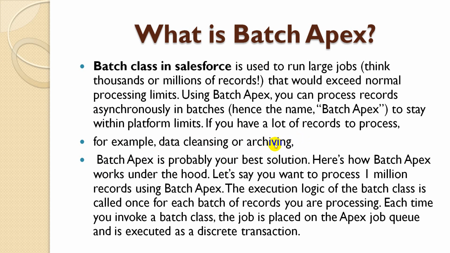without having problems with limits. Batch Apex is probably your best solution. Here is how batch Apex works under the hood. Let's say you want to process 1 million records using batch Apex. The execution logic of a batch Apex class is called once for each batch of records you are processing. Each time you invoke a batch class, the job is placed on the Apex job queue and executes as a discrete transaction.